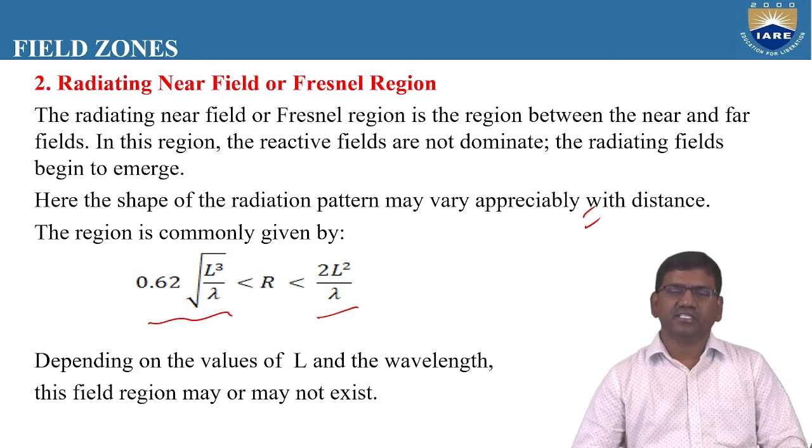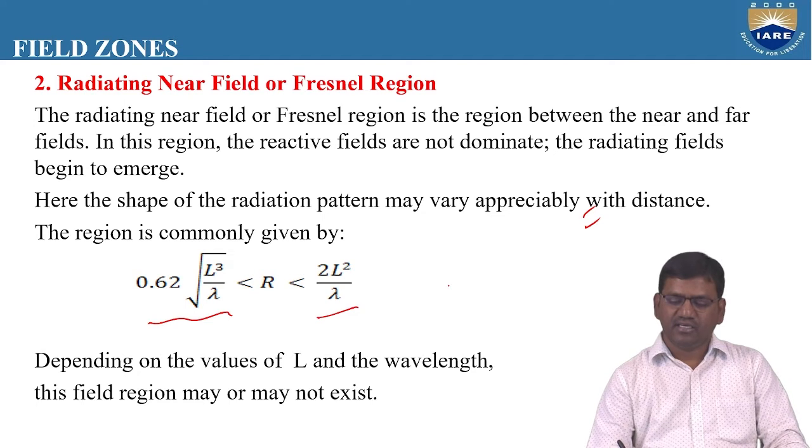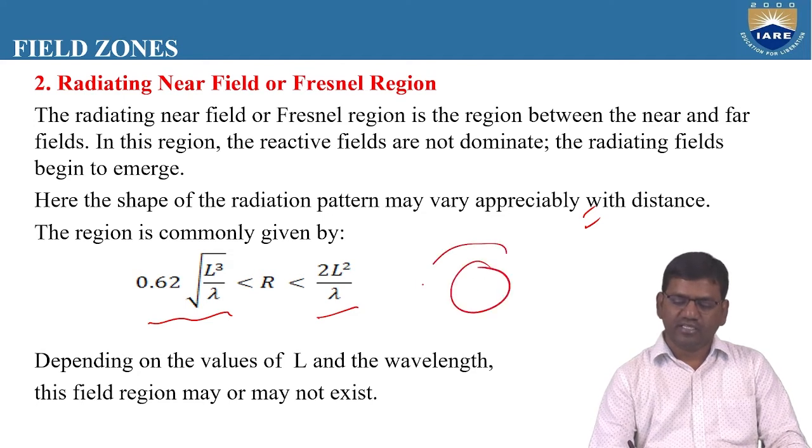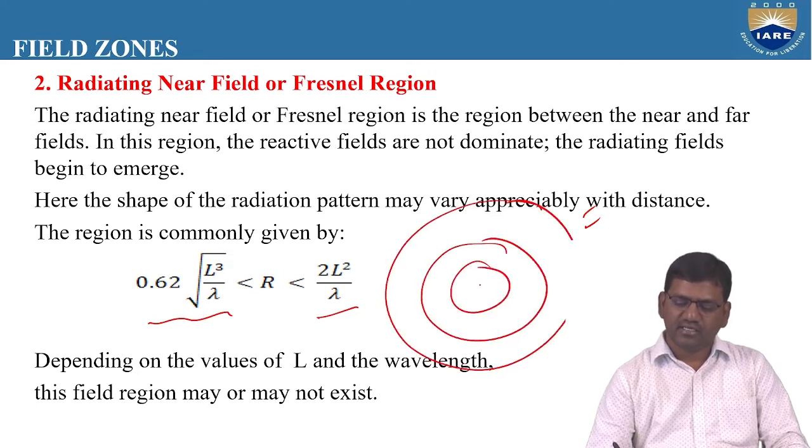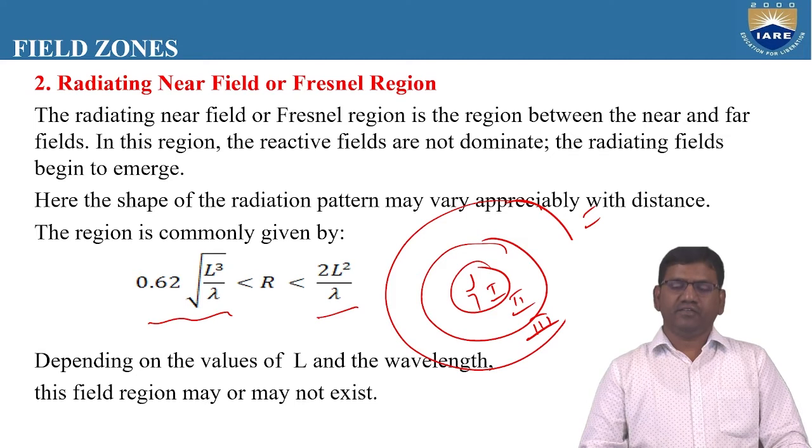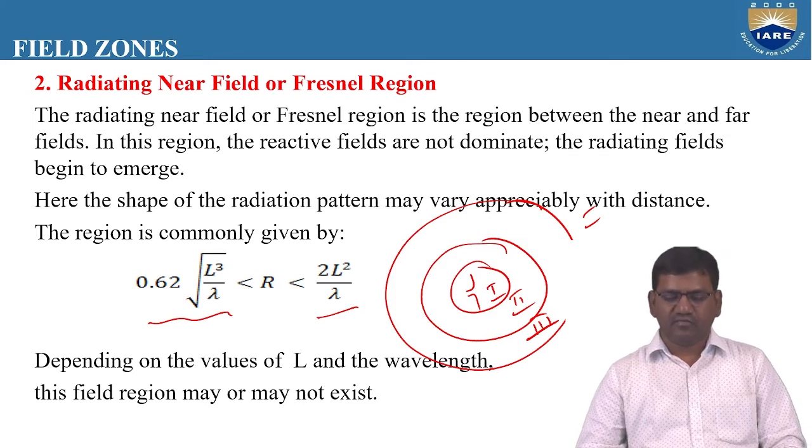That means it is a zone between the near field and the far field. So these are the three zones, 1, 2 and 3. The second is the zone we can represent between the near field and the far field.